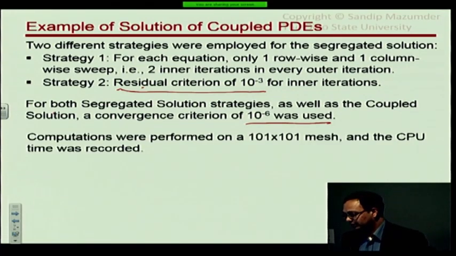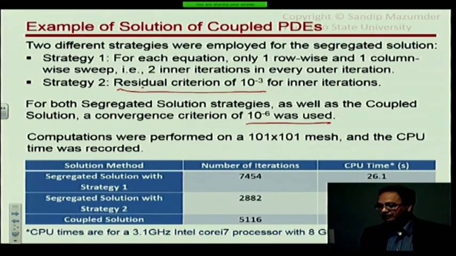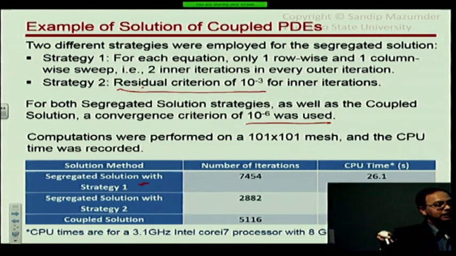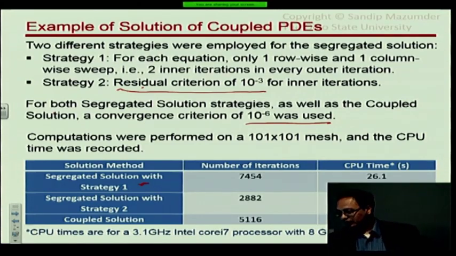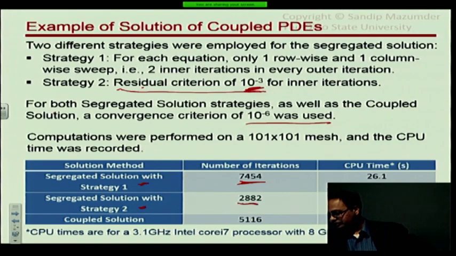I recorded CPU times, and this is what you get. It's kind of interesting if you start thinking about it. So here is segregated solution strategy 1. Strategy 1, remember, is one row-wise sweep, one column-wise sweep, move on to the next equation, and so on. So number of iterations pretty large, as you would expect. When you use strategy 2, so tolerance criteria, of course, per outer iteration, you're doing a lot more inner iteration sweeps now. So these are, by the way, number of outer iterations. It goes down significantly.